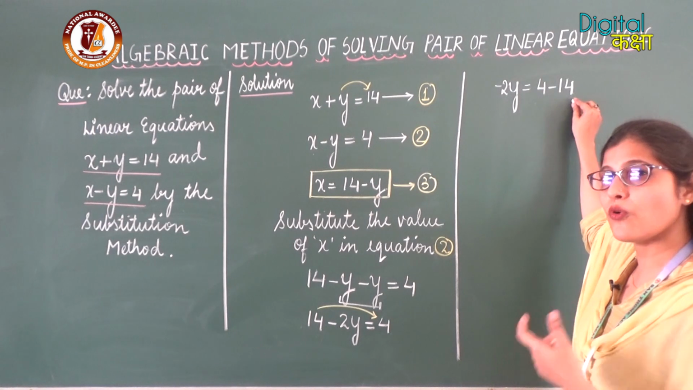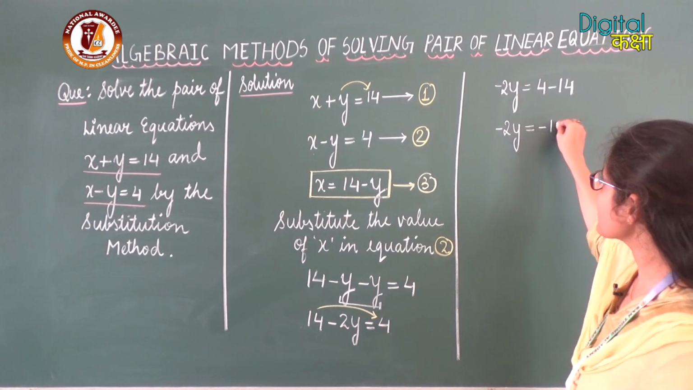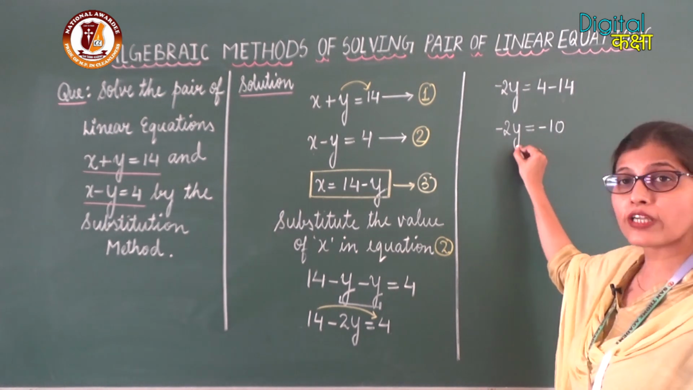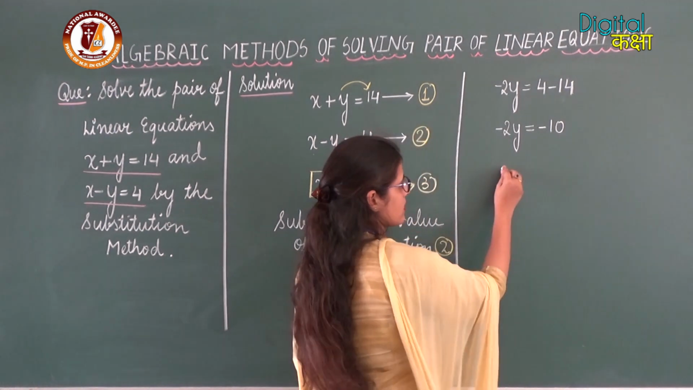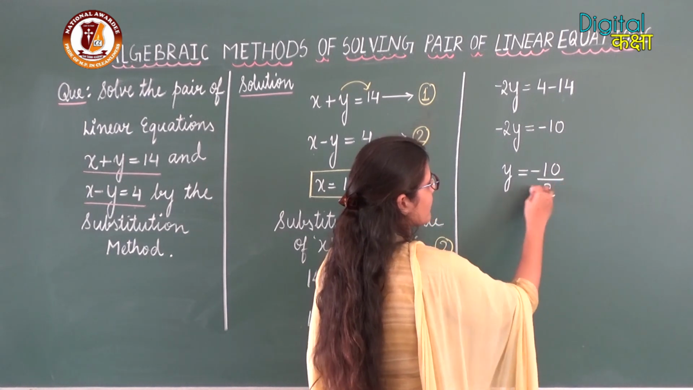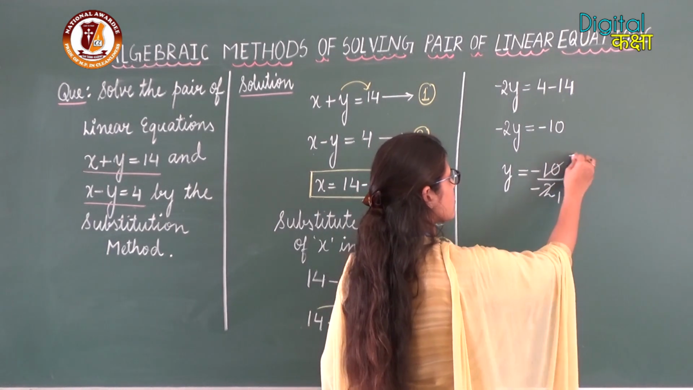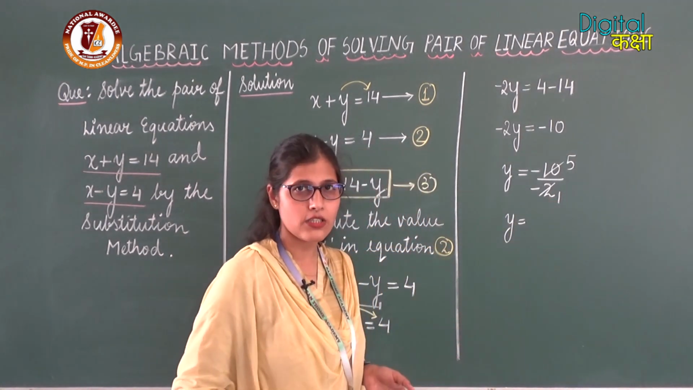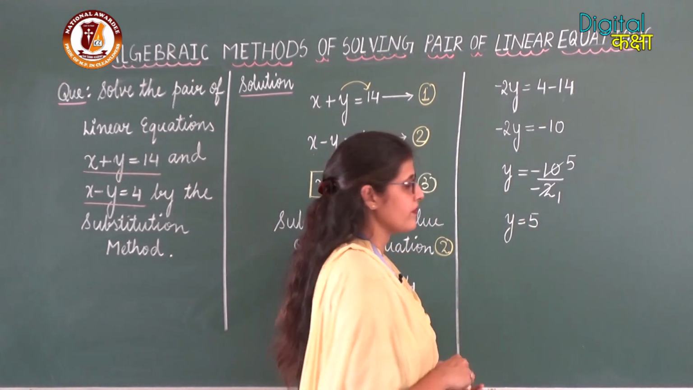Now we will be solving this. When we are subtracting 4 from 14, our answer will be 10. But we will be writing minus 10 because the greater number is having the negative sign. Now to get the value of the variable y, I will be bringing this minus 2 in the denominator. Therefore, y equals to minus 10 upon minus 2. We will be simplifying it further. 2 ones are 2, 2 fives are 10, and since both the numerator and denominator are negative, the answer will be positive. So the value of y is 5.